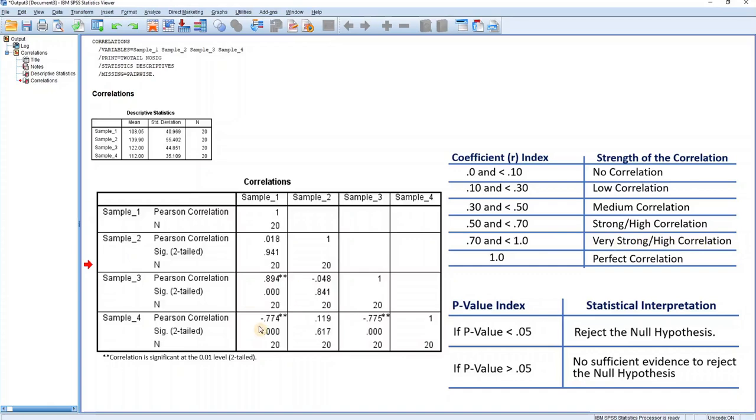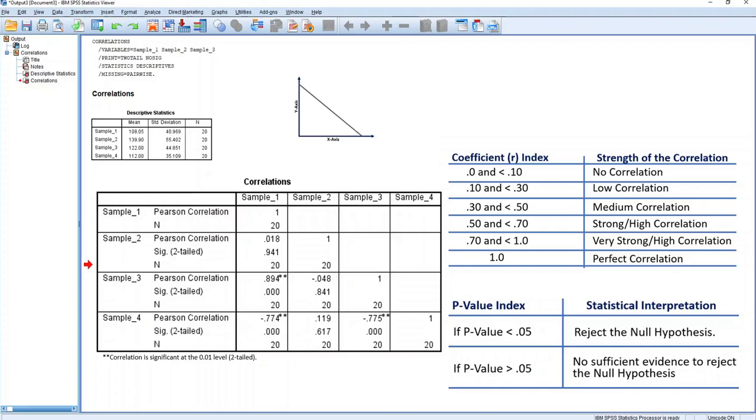Since the coefficient is negative and there is a linear correlation between the variables, it means that as sample 4 increases up the scale, sample 1 simultaneously decreases down the scale. So the graph will be the type that projects from the y-axis down to the x-axis in a falling pattern.